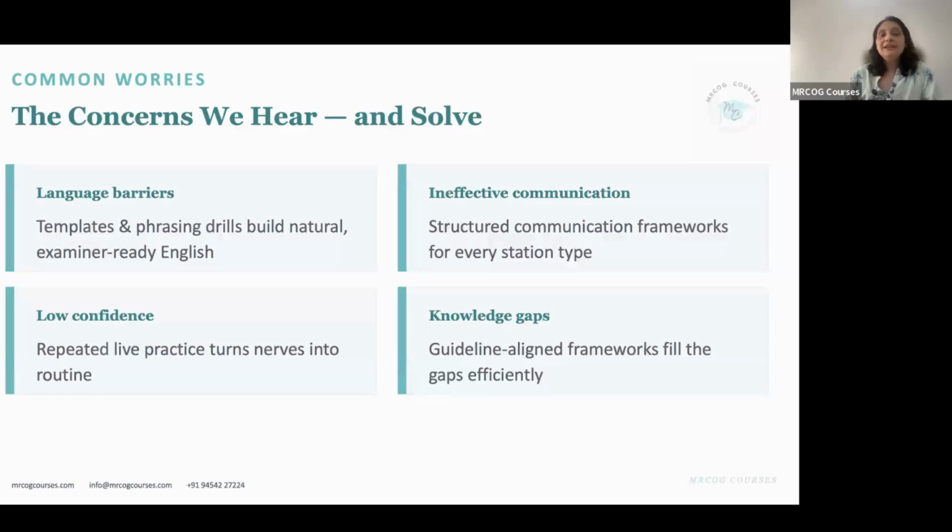Then the common worries like language barriers can be there. So you can always come back to us wherever you feel, and we can always structure something, take out time to handle that as well. But please do not make your language barriers a barrier for your success, because you have to overcome it today or tomorrow for the part 3 exam. So please, please, please just forget about these barriers: language barriers, ineffective communication, low confidence, knowledge gaps. Every gap needs to be fulfilled before you go for the exam.